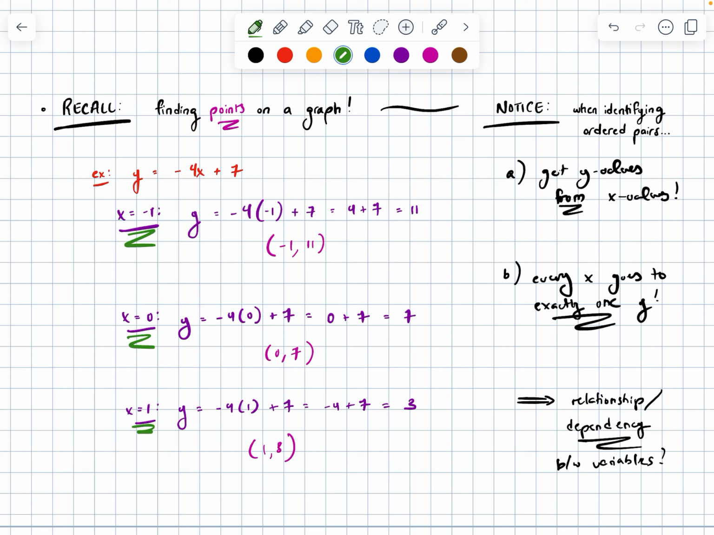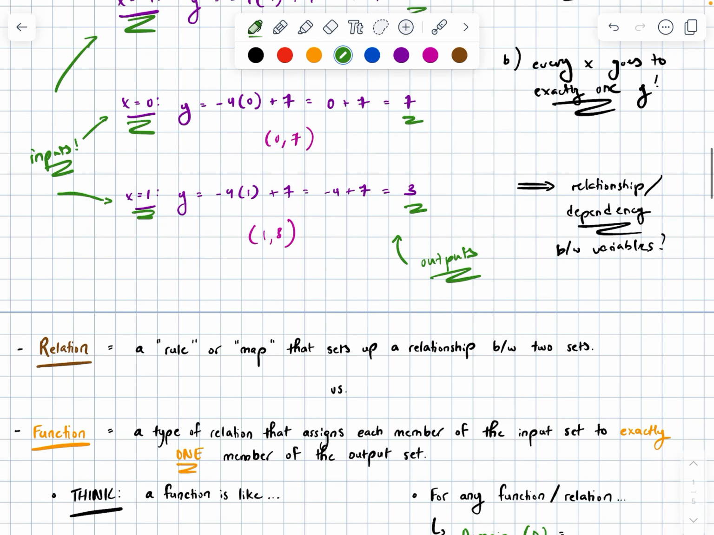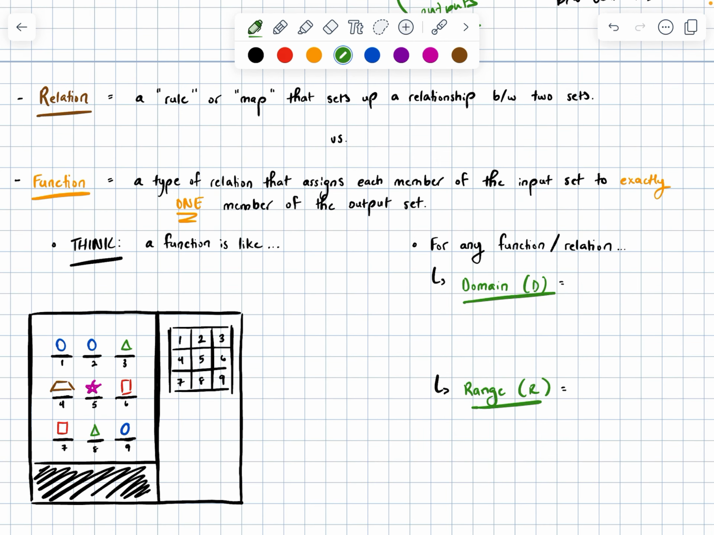When I take those values of x that I plug in, I can think of these guys like input values. By following the rule, negative 4x plus 7, I get these output values of 11, 7, and 3. Lovely. So with all of this in mind, that idea of dependency between input values and output values forms the basis of what we call in math a relation. Now, a relation is just a rule or some kind of map that establishes a relationship between two sets or collections of values.